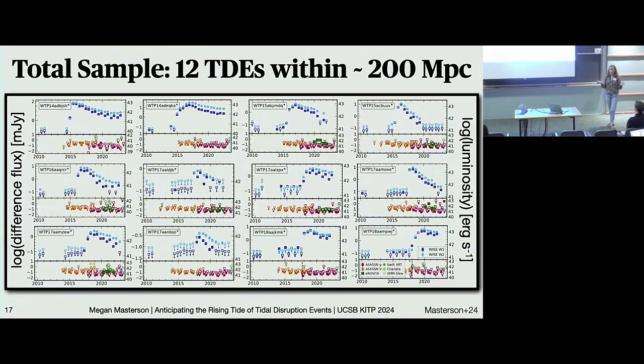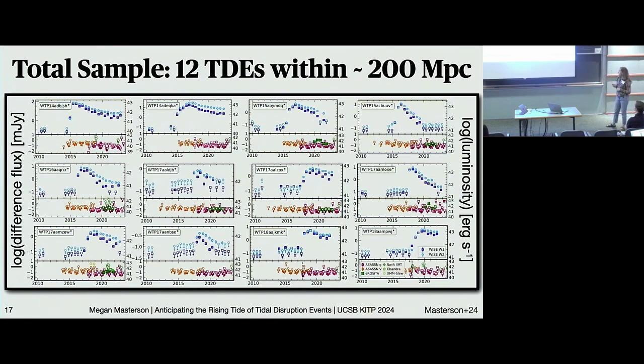And so the total sample has 12 sources within about 200 megaparsecs. You can see them all here. They all show a very similar light curve shape. That's by selection, and in a sense that is biasing our dust distributions, but this is the first step that we can take.